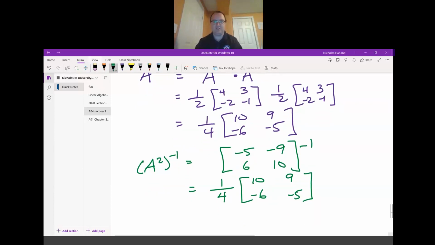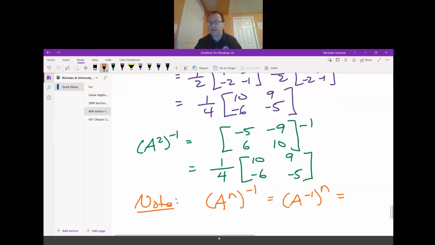So just a quick little note. People are wanting to do it both ways, so let me just confirm that. If you have A to the n, the inverse of A to the n, that's the same thing as the inverse raised to the power of n. Since they're the same, it doesn't matter which one you do, and they're both just A to the negative n.